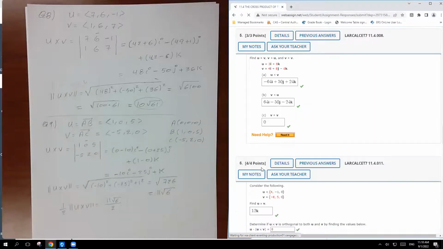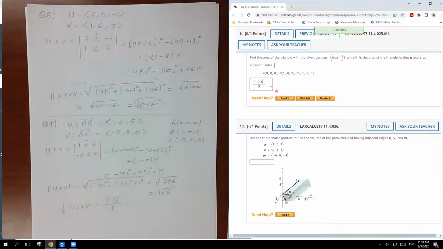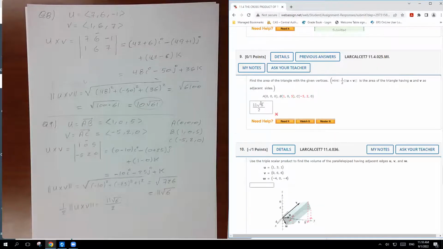So if you look at the next example, yes, there is something wrong with the 11 square root of 6. Let's check that. It was 11 times 11 times 6, 726. Do we have something wrong?